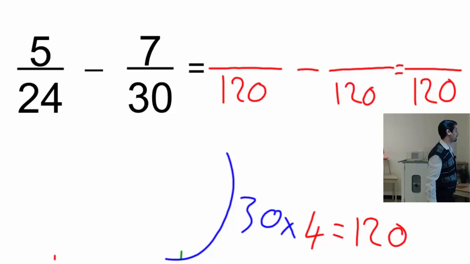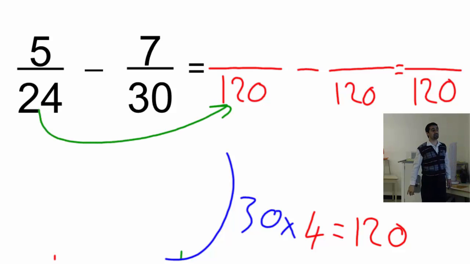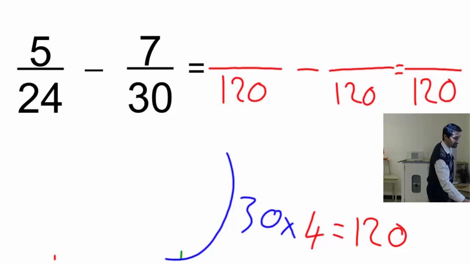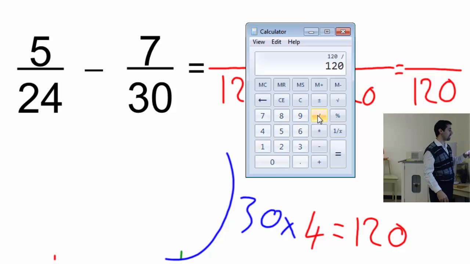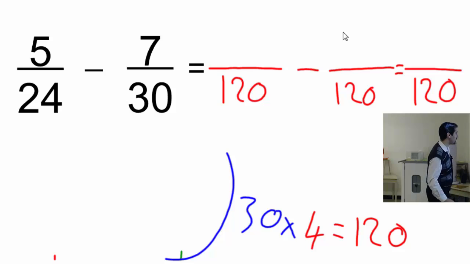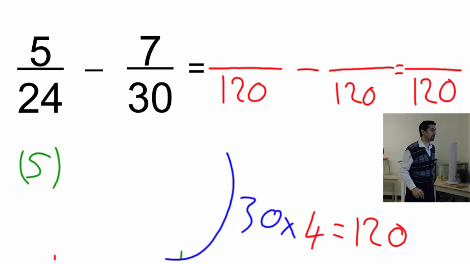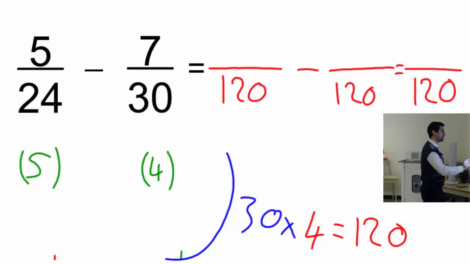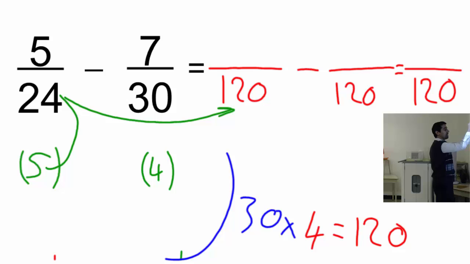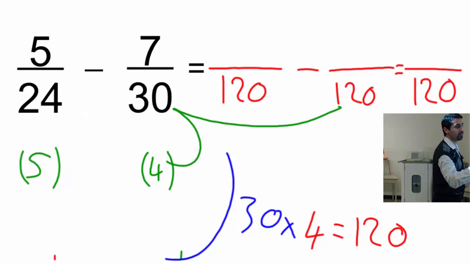I'm going to multiply this part. I need to get 120 from 24. Which number do I need to multiply that with? It's 5. But if you don't know how to get that number, simply divide 120 by the number you have here, which is 24, and that equals 5. So you need to multiply this fraction by 5, and you need to multiply this fraction by 4. This will give you 120, and at the same time that will give you 120.